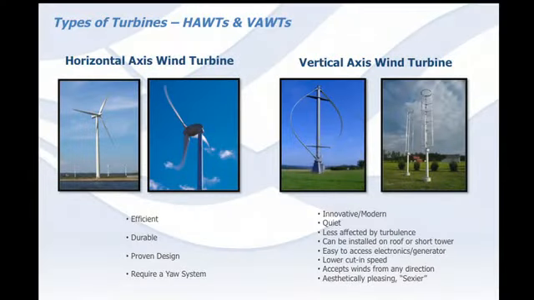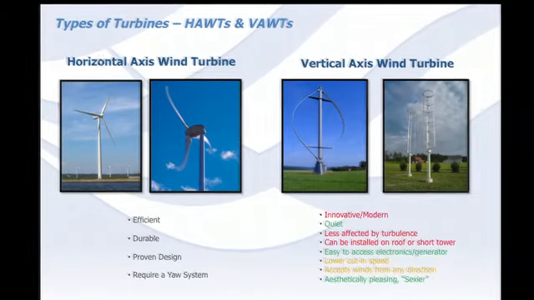I might get on my soapbox a little here, but there's a lot of debate out there on vertical axis versus horizontal axis. So I've listed some bullets here of essentially the characteristics of vertical axis that I hear a lot. They're considered more innovative and modern, quieter, less affected by turbulence, can be installed on a roof or a short tower, easy to access electronics and generator, lower cut-in speeds, accepts winds from any direction, and they look cooler. People think they look cooler. And I've highlighted some of them there, and I'll address these as I go down.